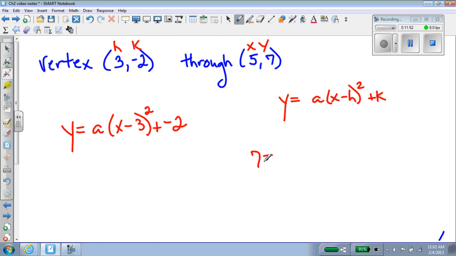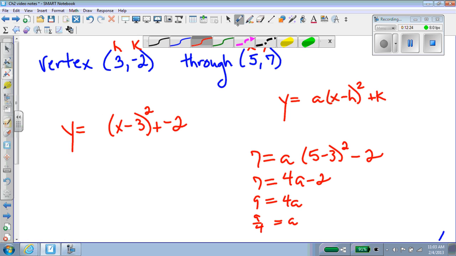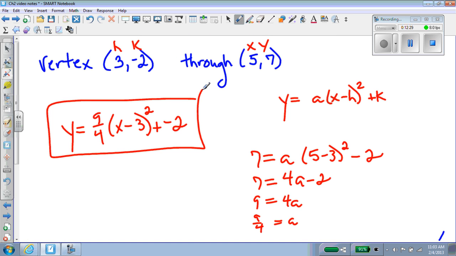So 7 equals a, oops, pardon me. 5 minus 3 squared minus 2. Okay, so 7 equals 2 squared, 4a minus 2. So 9 equals 4a. So a equals 9/4. So I can come back and say this should have been 9/4. There's my equation of the parabola.